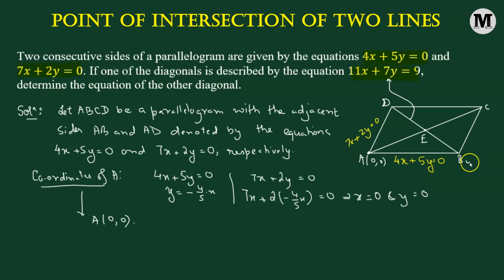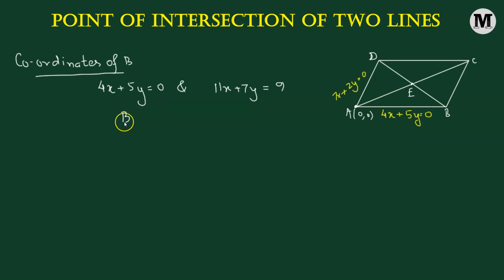Similarly, we can find the coordinates of point B as well as point D, because the equation of the diagonal BD is given to us: 11x + 7y = 9. We take the equation of the diagonal and the side AB, and solve to obtain the coordinates of point B. Then we take the equation of AD and the equation of the diagonal BD to find the coordinates of point D. When we solve the first two equations, we get the x coordinate of B as 5/3 and the y coordinate as negative 4/3. Okay, fine. So we have B (5/3, -4/3).